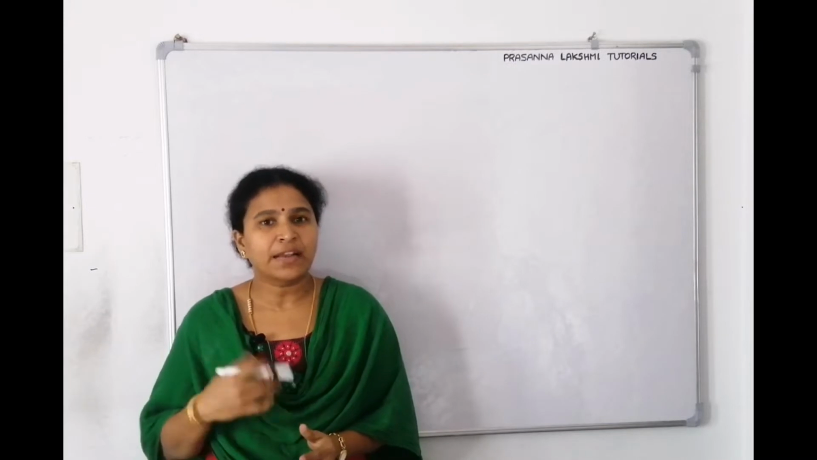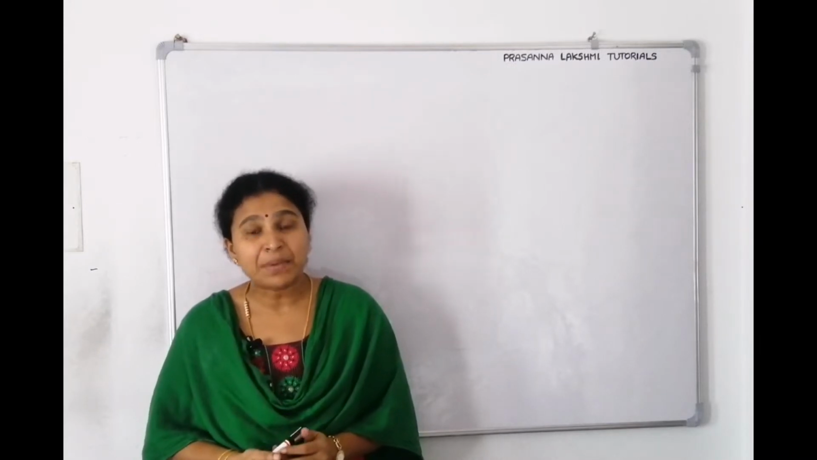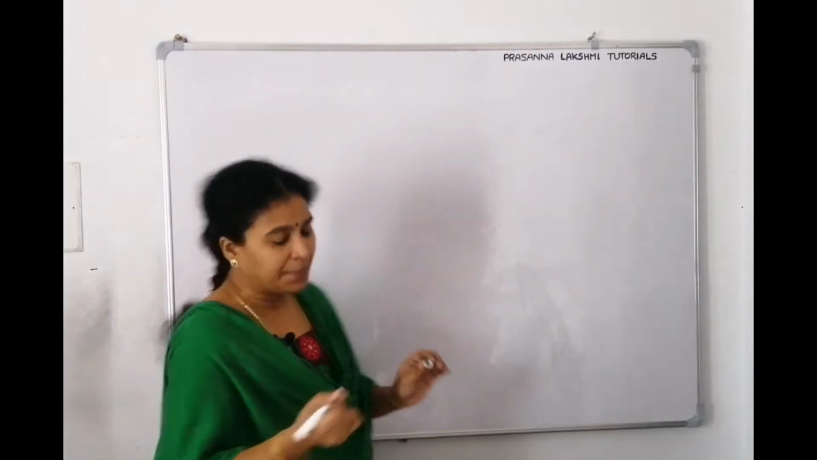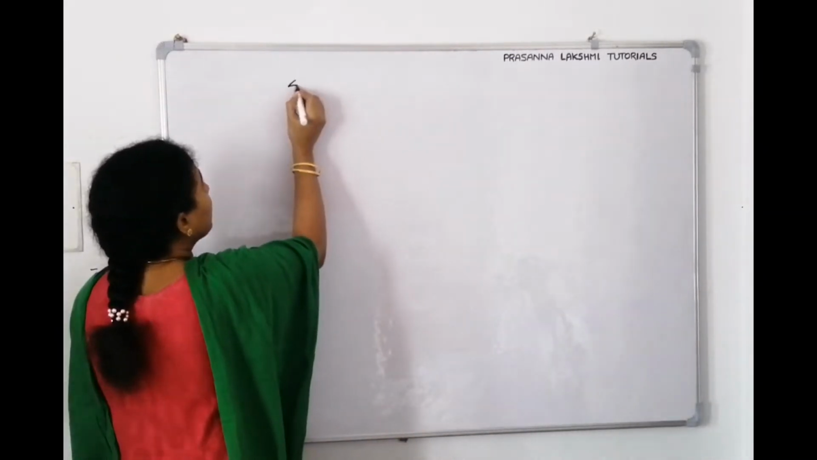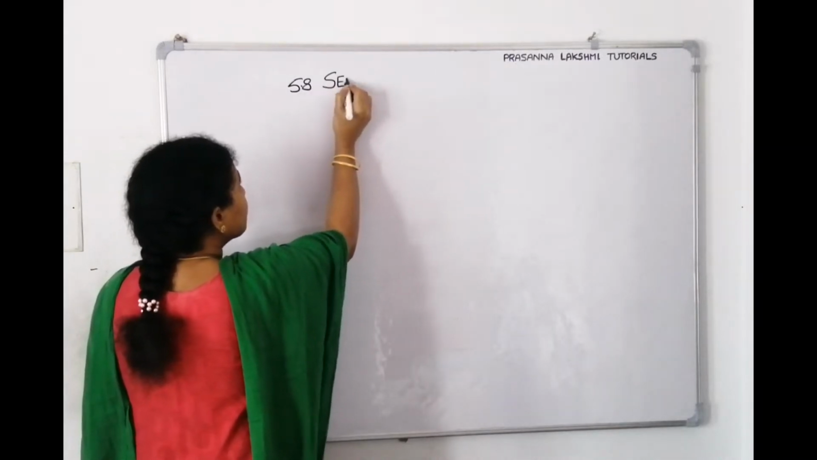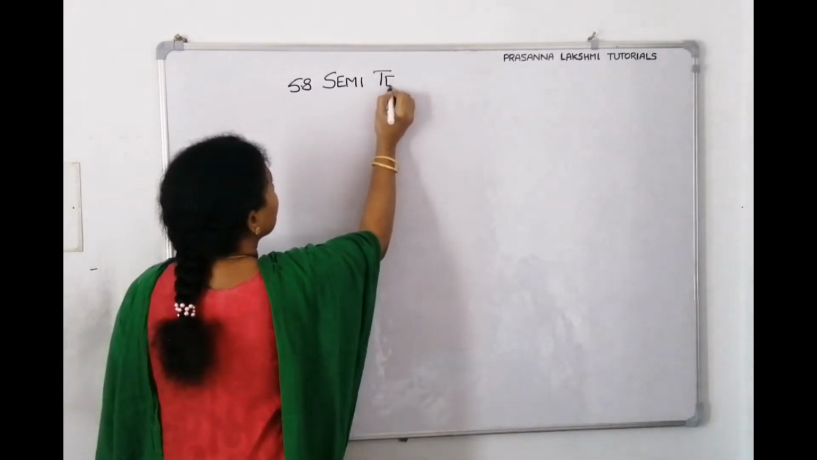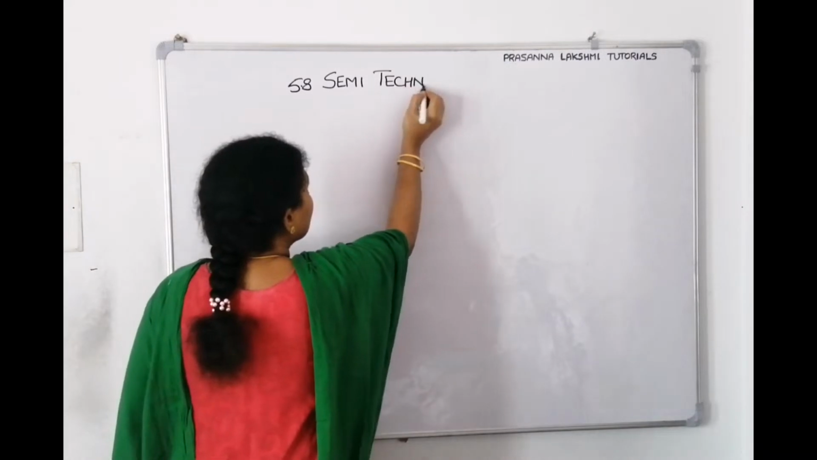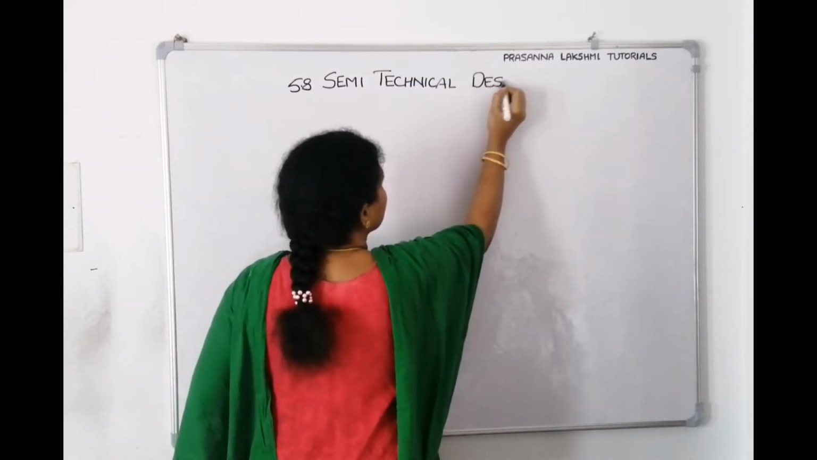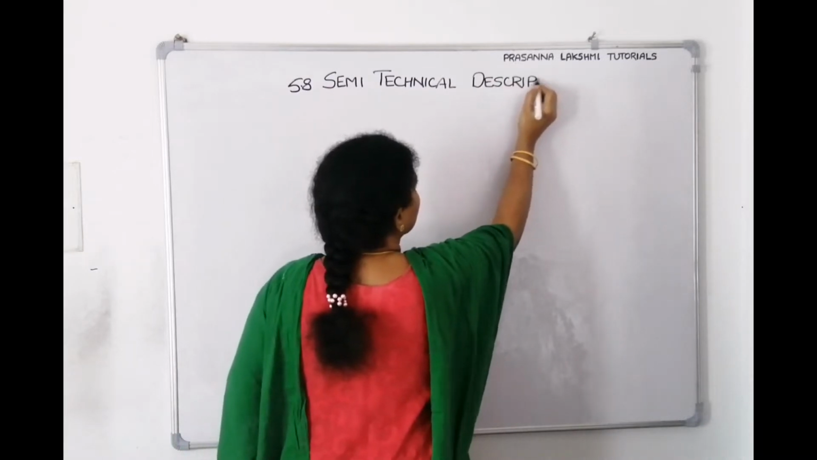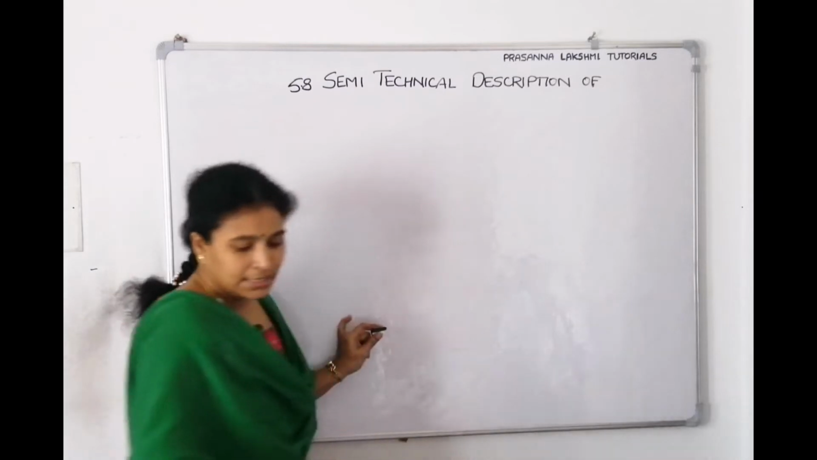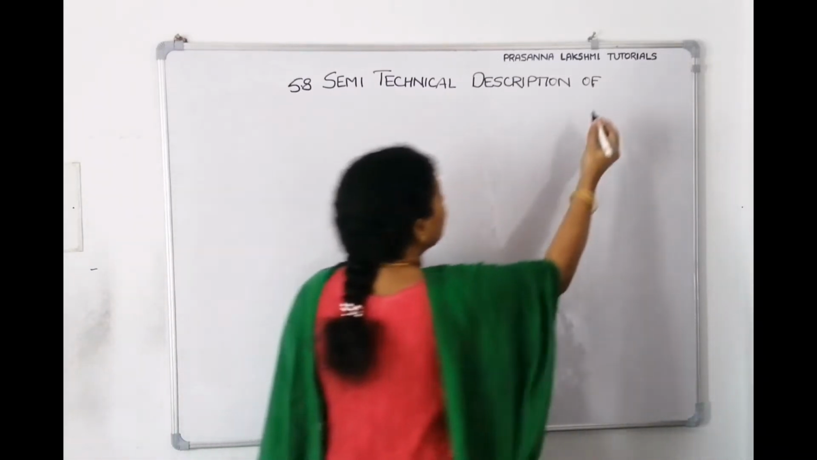In this session, we will discuss the next topic in flowering plants, that is, the semi-technical description of a family. Let's go with 5.8 in NCERT. What is it? It is the semi-technical description of a typical flowering plant.